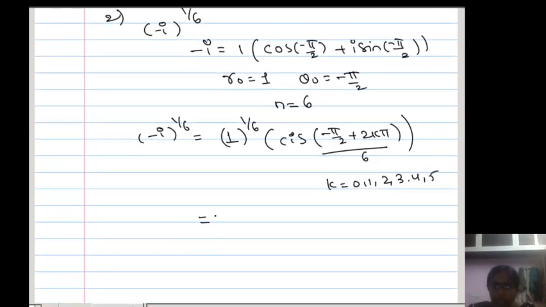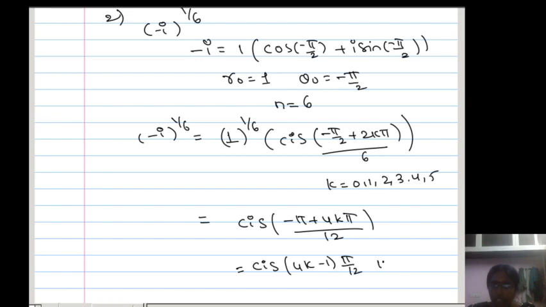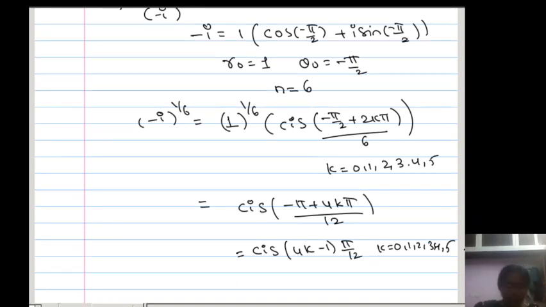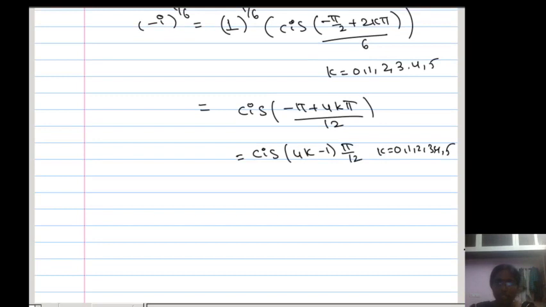Just simplify. 1 power 1 by 6, 1. We can simplify this by taking LCM as 2, which gives minus 1 plus 4k pi by 12. So the final answer is 1 cis of, you can take pi by 12 outside, 4k minus 1 into pi by 12, where k is equal to 0, 1, 2, 3, 4 up to 5. So this is your second answer. Understood? Same model you can do the remaining problems.